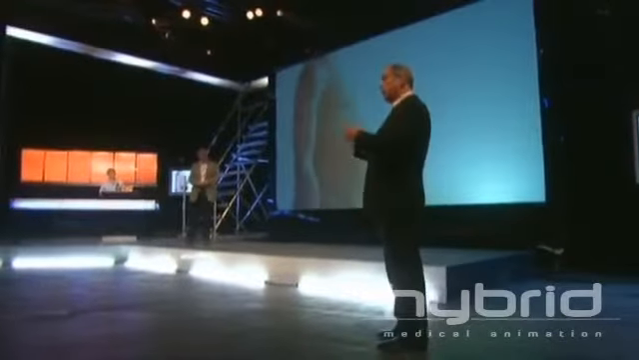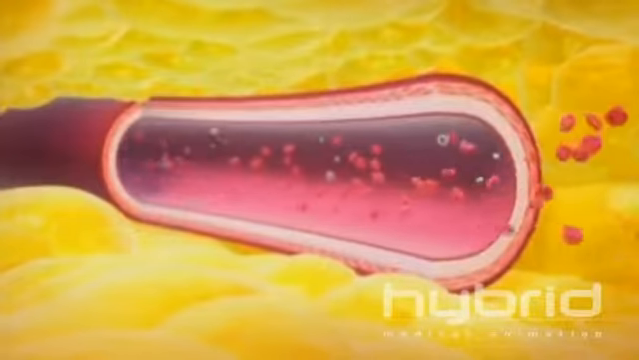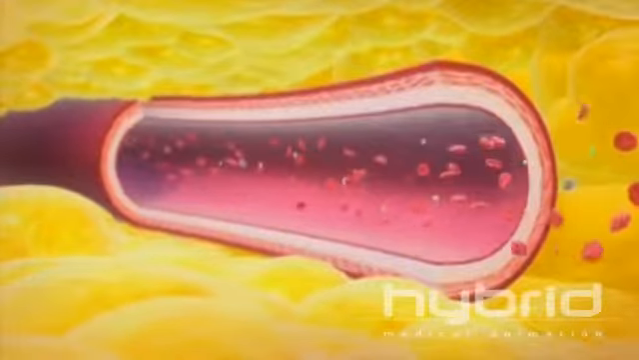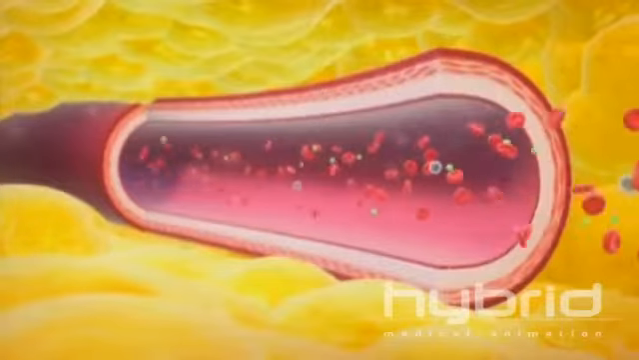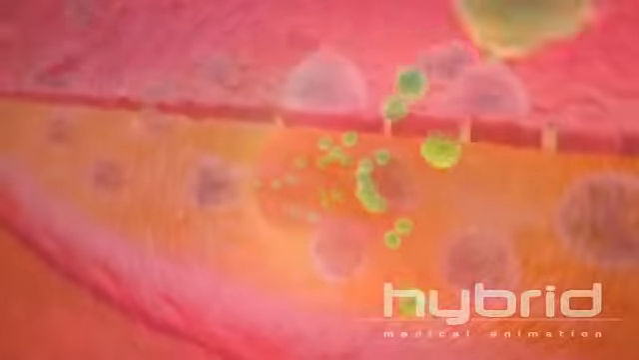Now, the bad fat in your body is the abdominal fat, which we call the visceral fat, because the cells in this fat produce hormones and chemical substances that get into the bloodstream and cause damage to the blood vessel wall. They're shown as the green spheres here. Now, the fatty deposits begin to grow and eventually impinge upon the bloodstream.